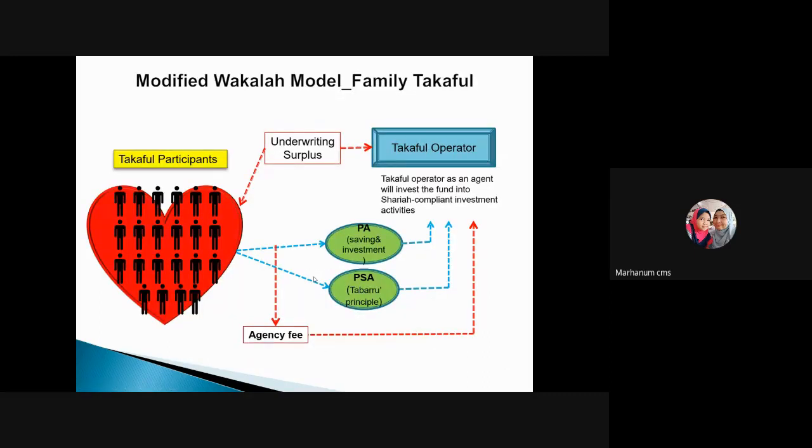Okay, so modified here, wakalah here, agency fee, family takaful here. Three parts. That is important. Three parts: modified wakalah and family takaful. If no deduction here, it means modified mudarabah family takaful. If there are deductions for agency fee here, it is the wakalah model. Okay, get it?